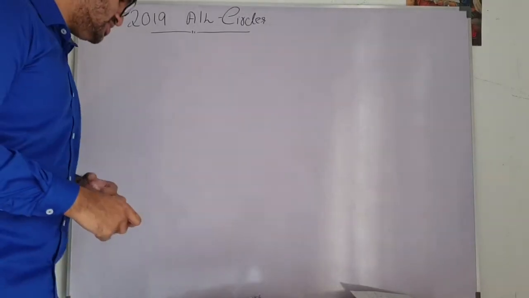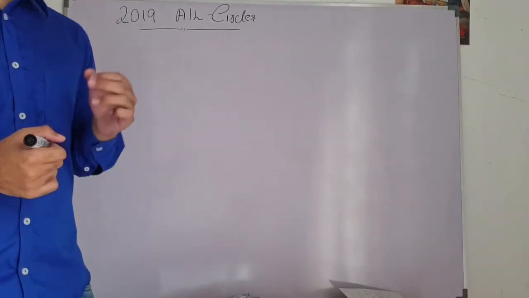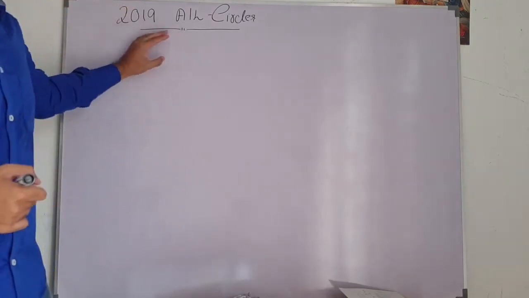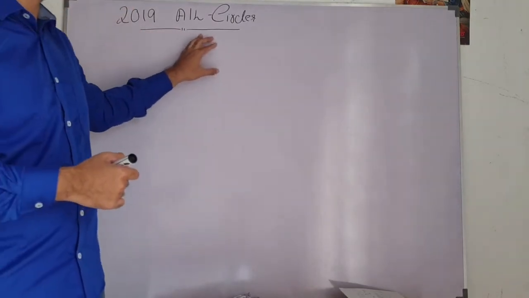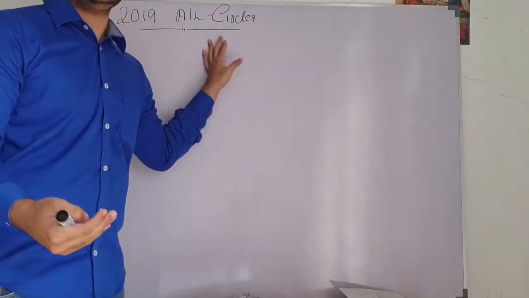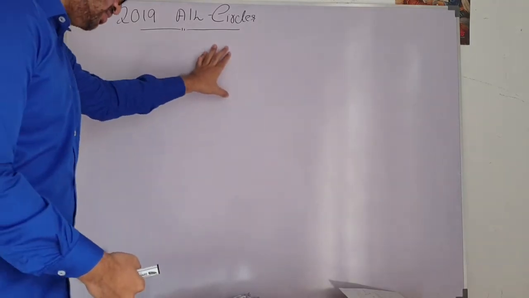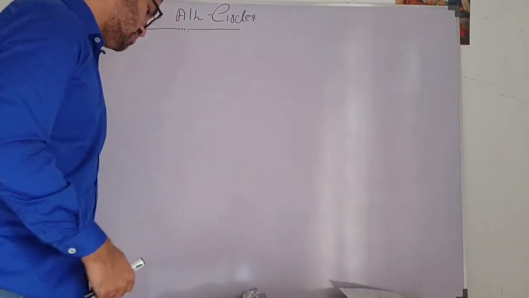So today we are going to discuss the 2019 A-level question. It's a past paper question from the year 2019, which is based on circles and coordinate geometry. So let's get on with the first part of it.